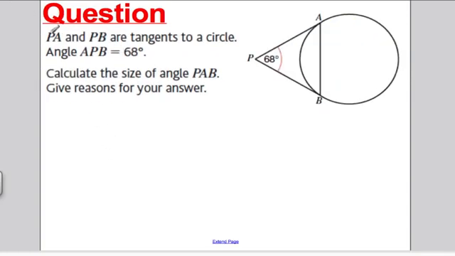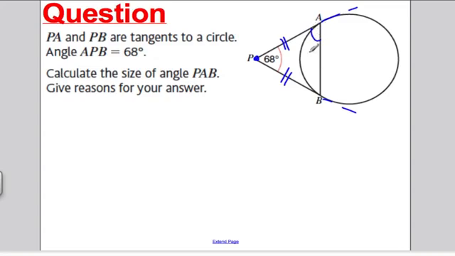And last question, PA and PB are tangents to a circle. We know that two tangents coming from the same point, when they meet a circle, must be the same length. So that length is equal to that length. So we've got an isosceles triangle. It tells us this angle is 68. Work out PAB, P to A to B.